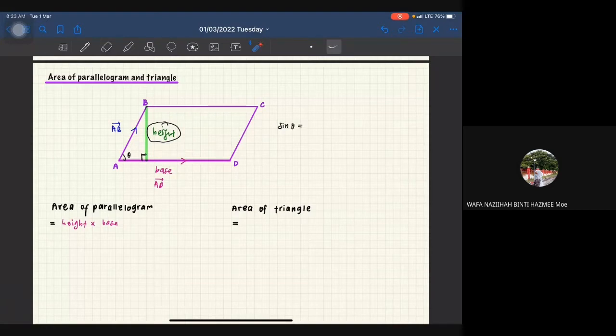Sekejap. So opposite over hypotenuse. So opposite adalah height. This is our height. Okay, and then this is our hypotenuse. So we just substitute. So sine theta awak akan dapat H. So H tu adalah ketinggian dia lah. H, this is height. Okay, and then overkan dengan vector AB.